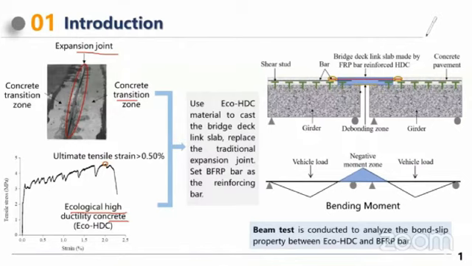This picture shows the bridge deck link slab. The link slab is in the negative moment zone and undergoes flexural tensile deformation. The bond behavior of BFRP bar embedded in ECO HDC can provide the embedment length for the link slab. So a beam test is conducted to analyze the bond slip property between ECO HDC and BFRP bar in this study.